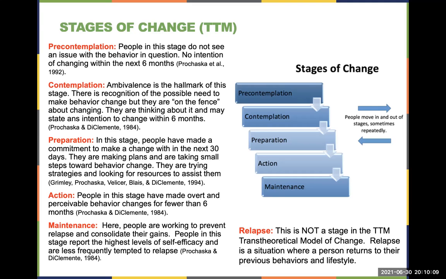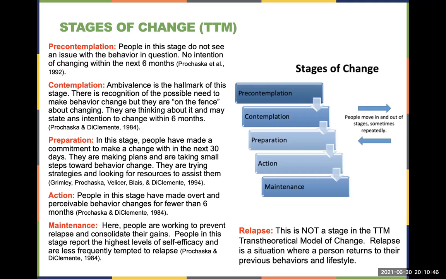I mean, plans to change. So maybe if they're an alcoholic, for instance, maybe they call up the local AA central office or Google AA meetings and they'll go, oh, there's a meeting by my house. Okay, maybe I'll check that out in the next month, right? So this is a person who's investigating things. They might even make some small steps toward the behavior change. They might try out some strategies and look for some resources, right? Like calling AA central office, for example. So that's a person in preparation.